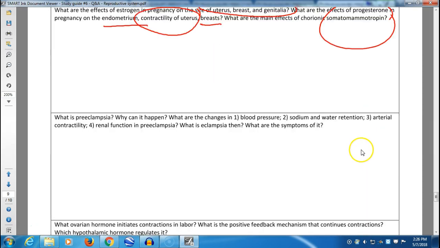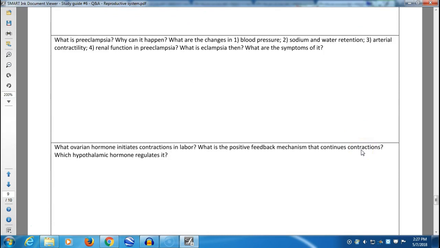That's it. Preeclampsia: fluid accumulation, high blood pressure, kidneys are slowly shutting down, which leads to toxemia. And also arteries start to constrict. Eclampsia is preeclampsia taken to the next level. So basically, severe toxemia, blood pressure through the roof.